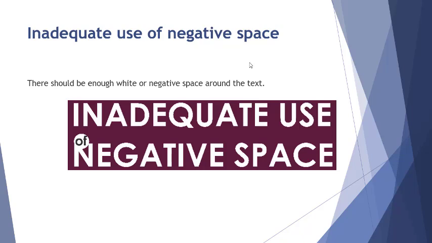Then another one is inadequate use of negative space. There should be enough white or negative space around the text. If you look at this, the text here almost blazes out of the background. This is wrong. You try to create enough space for your text. So you try as much as you can to avoid this in your design.